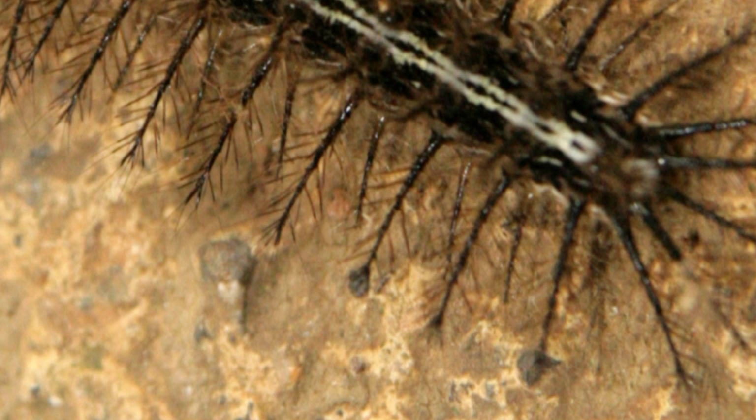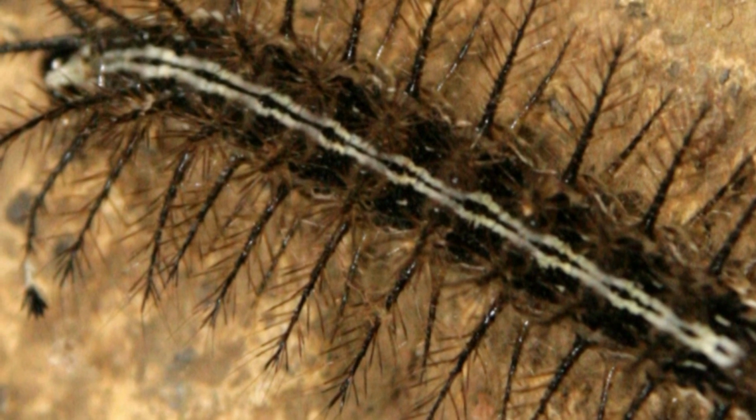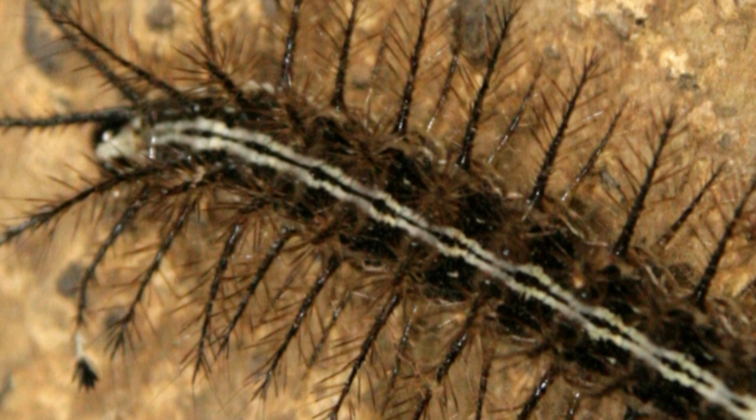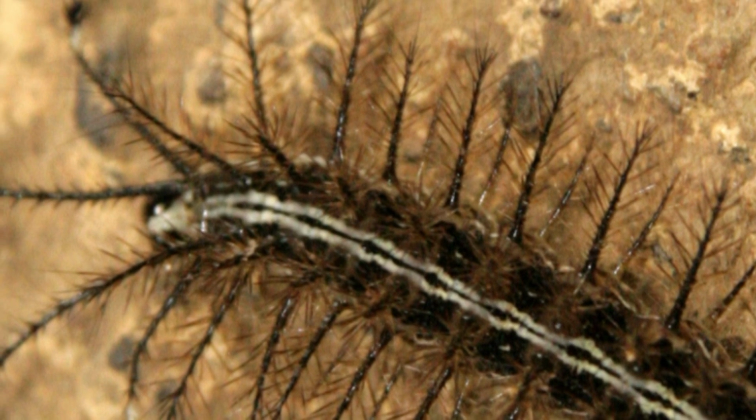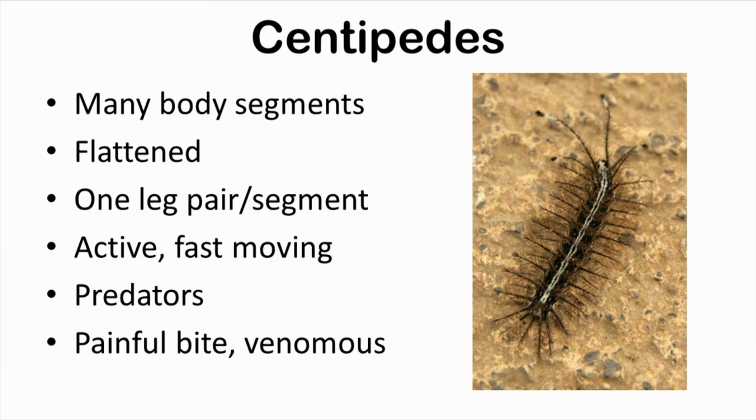In contrast to the millipedes, these creatures are quite active and will move very quickly if disturbed. This is because they are all predators, feeding on earthworms, insects, and other small animals, and need to be fast in order to catch their prey. They also have venom in order to subdue their prey and can inflict a painful bite, sometimes erroneously referred to as a sting. Although the bite is very painful, it is unlikely to be fatal to adults, and the smaller centipedes usually can't puncture human skin.